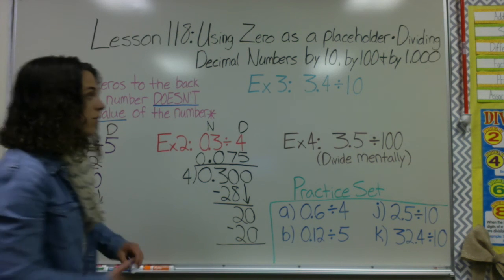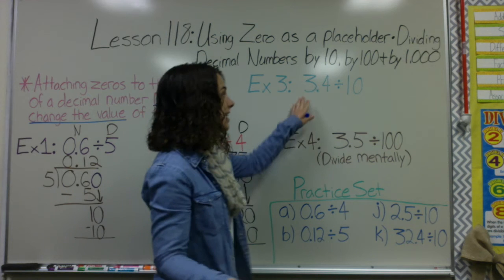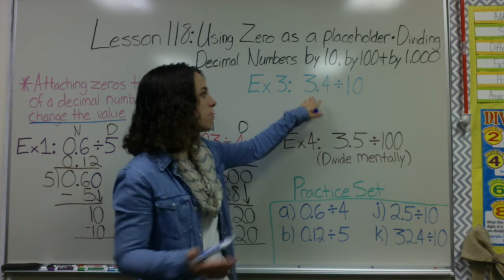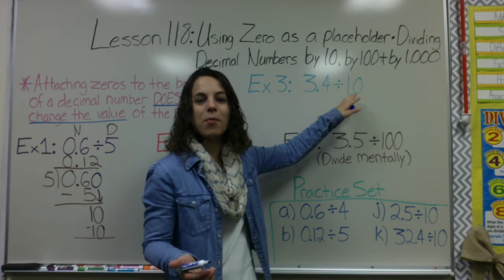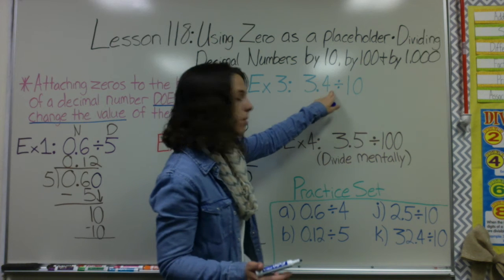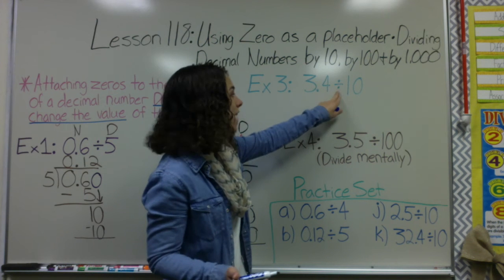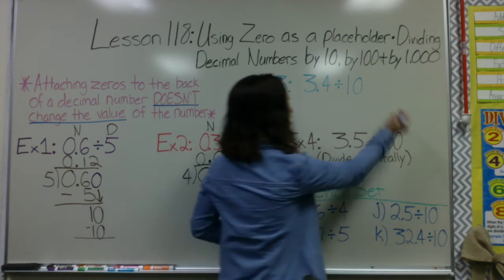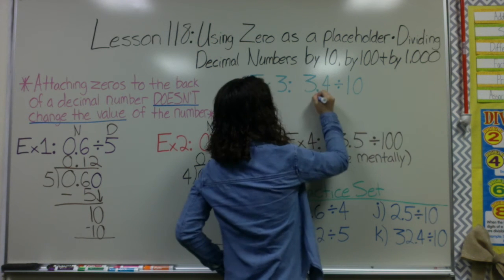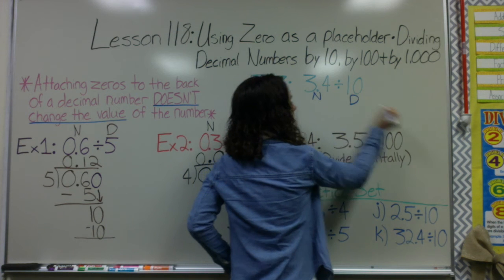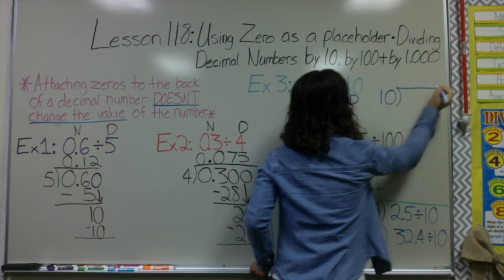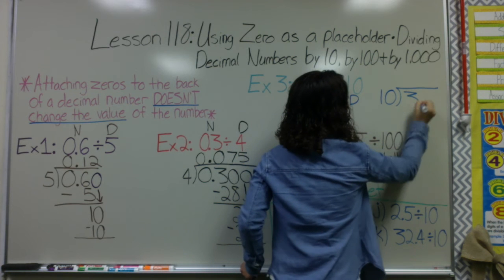So I have 3 4/10 divided by 10, and hopefully you've realized we have learned how to multiply decimals by 10, by 100, and by 1,000, and we move our decimal point to the right when we multiply. Now we're dividing. I have Norman and the donkey. Donkey goes on the outside. Norman goes on the inside.